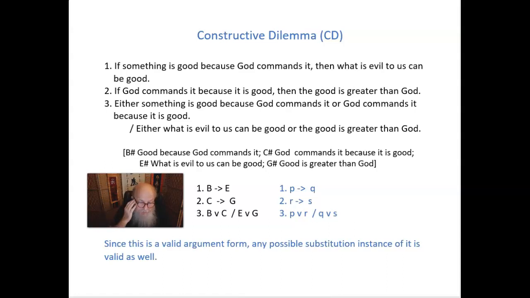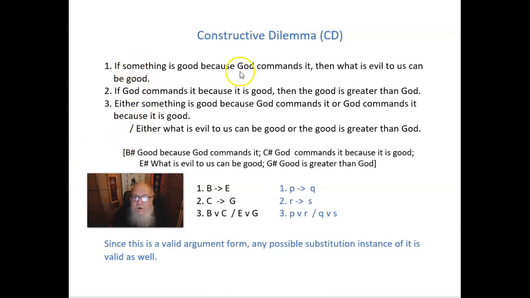This is actually a famous argument form in the history of philosophy, giving rise to such ancient and famous dilemmas as the following. Premise 1. If something is good because God commands it, then what is evil to us can be good. 2. If God commands it because it is good, then the good is greater than God. 3. Either something is good because God commands it, or God commands it because it is good. Therefore, either what is evil to us can be good, or the good is greater than God.